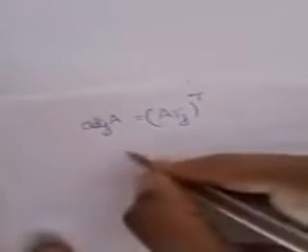Before that, if it is a 2 by 2 matrix, I told you how to find the determinant: product of the main diagonal minus product of the other diagonal. If it is a 3 by 3 matrix, how to find the determinant? That also we have learnt in grade 11th. See, the same matrix I am writing. A is equal to A11, A12, A13, A21, A22, A23, and A31, A32, A33. This is a 3x3 matrix.